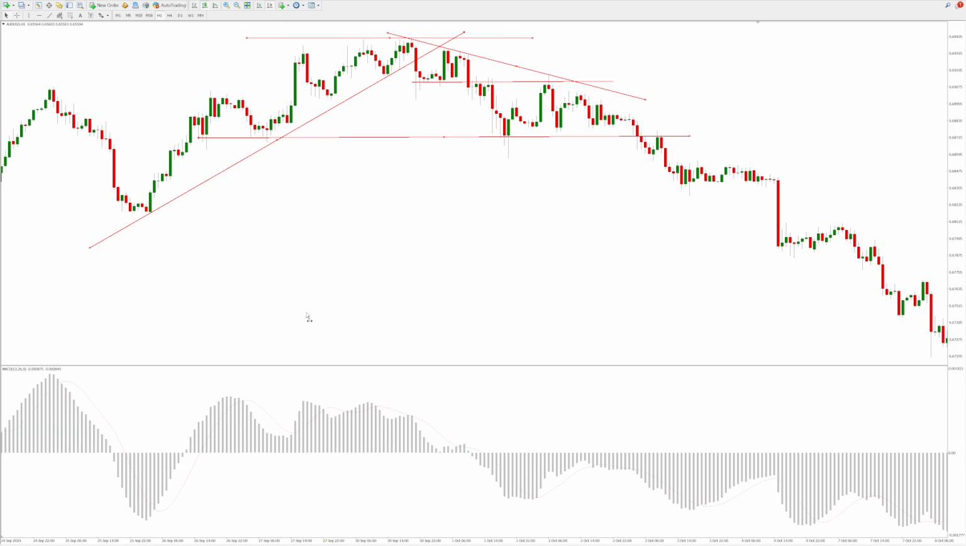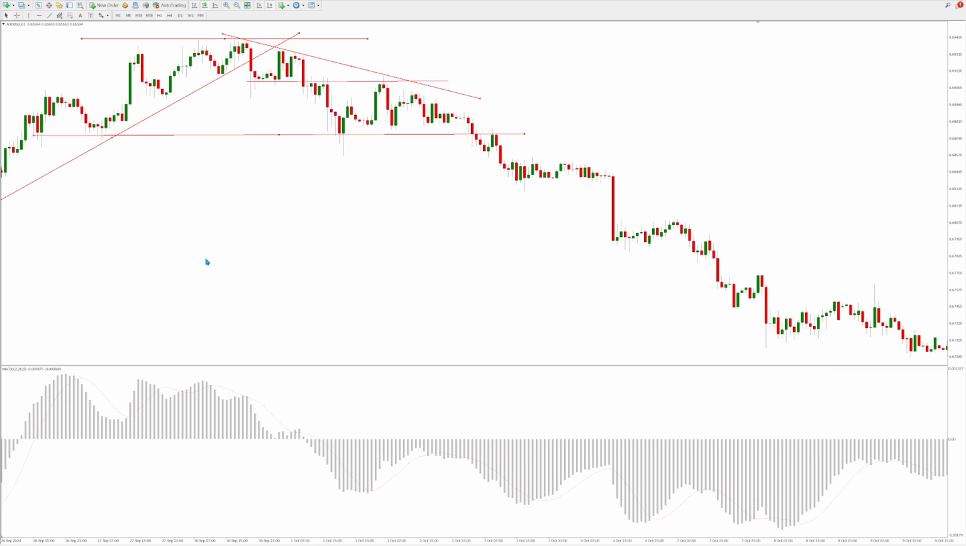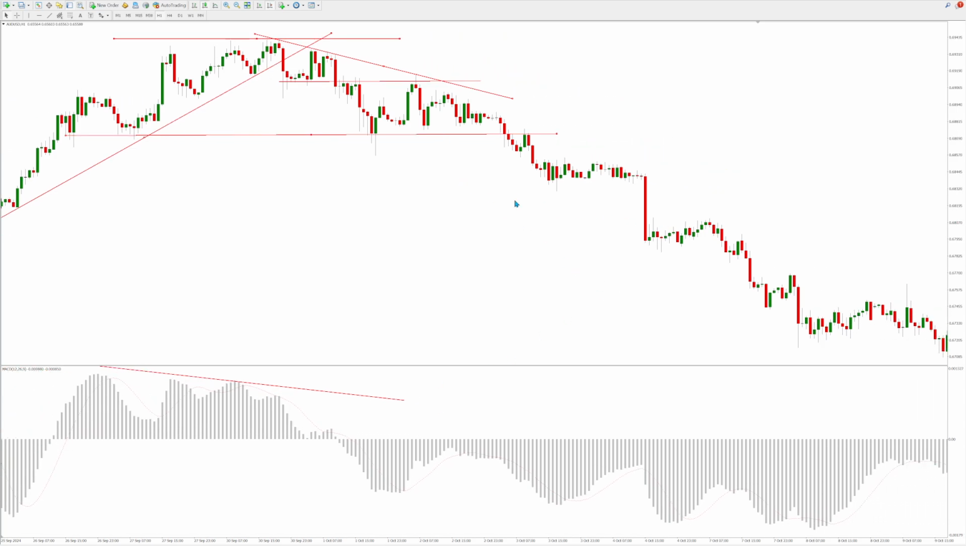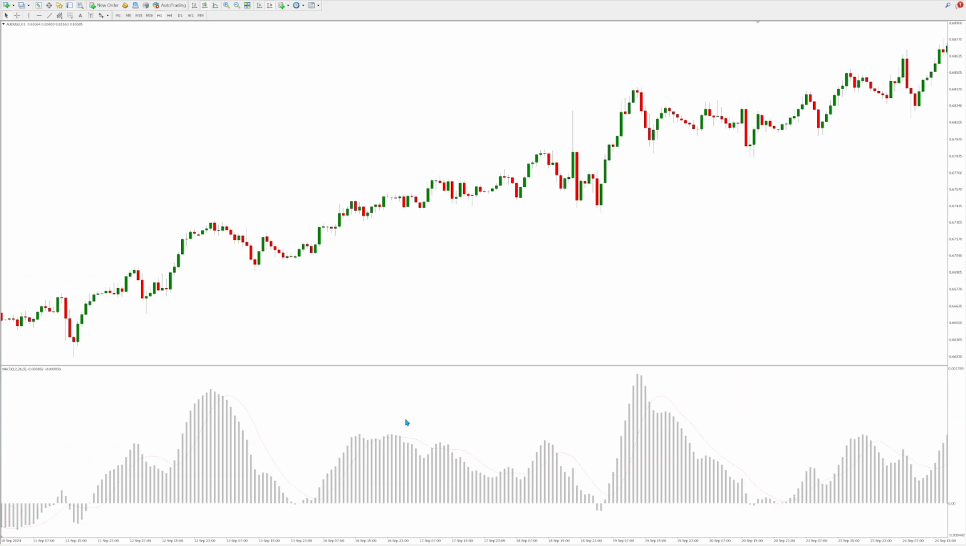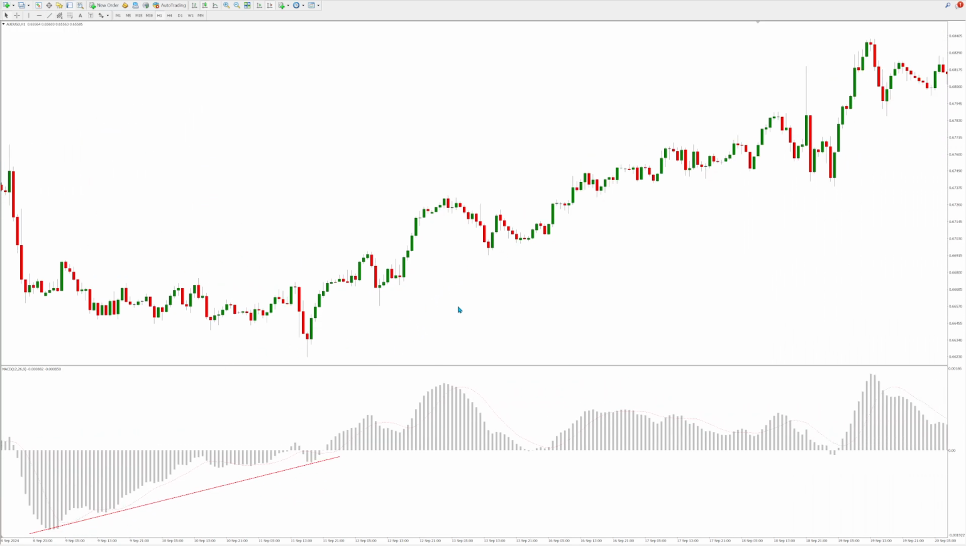Another thing to look out for with the MACD is divergence. When the MACD is making lower highs, it suggests that the market is going to fall. See here, lower highs, market starts to fall. Just as when the MACD makes higher lows, it suggests the market may rise. Higher lows, the market rises.